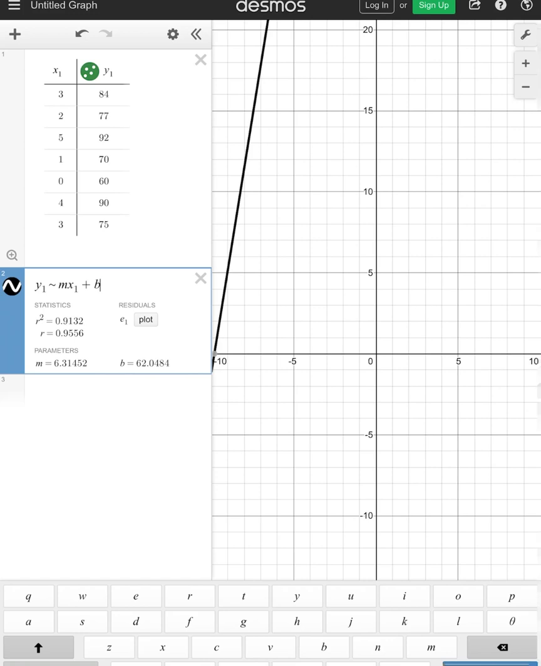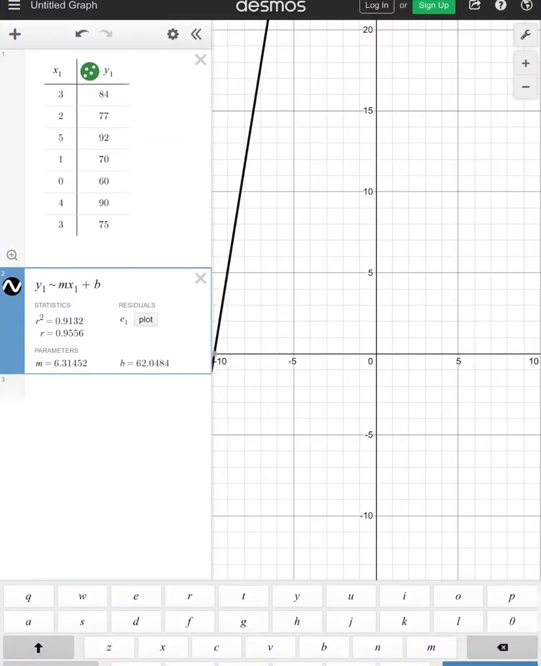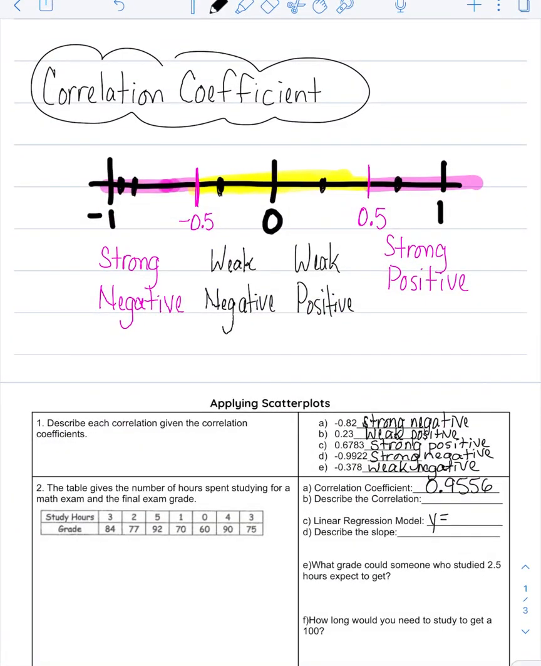And for this, I do want us to round to the nearest whole number for our linear regression model. So first, remember, we want the correlation coefficient, which is the R, so 0.9556. And while I have my calculator up, I'm going to go ahead and write my linear regression equation. It's going to be y equals 6x plus 62.